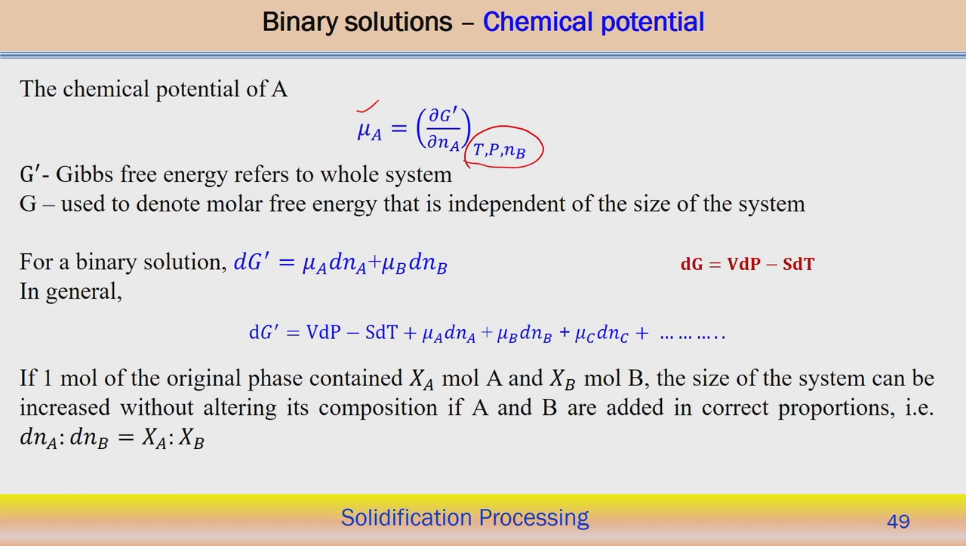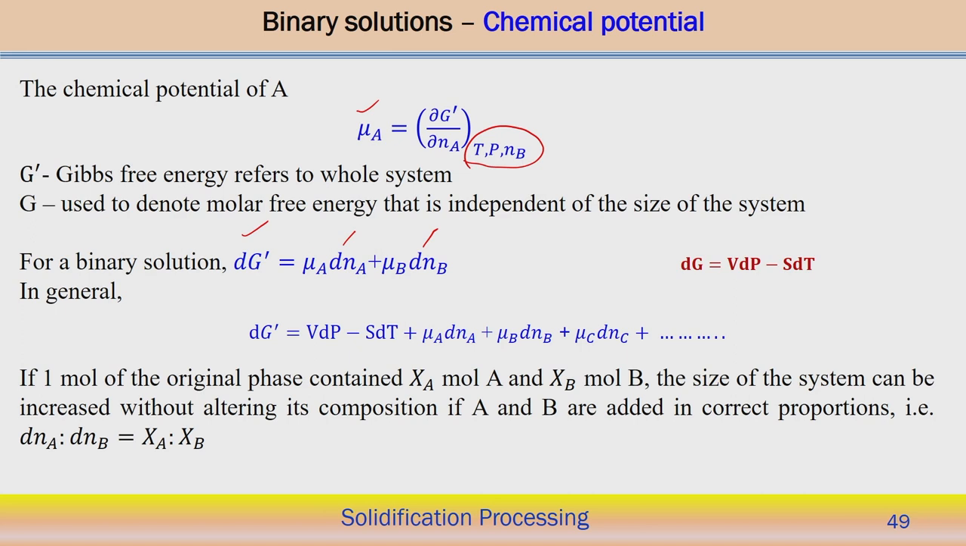Now, for a binary solution we can express dG. The mu A is the addition of the atom A, and the addition of the atom B, such that it is a binary solution. Therefore, there is a possibility of a small amount of addition of the atoms, both A and B, as per their chemical potentiality.